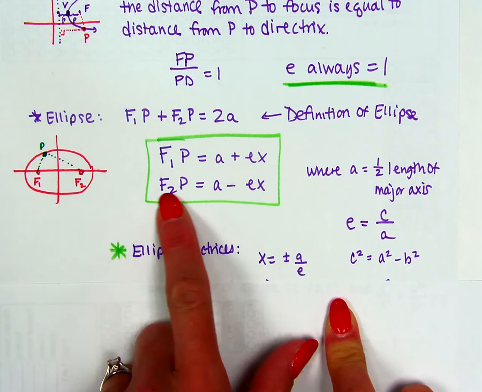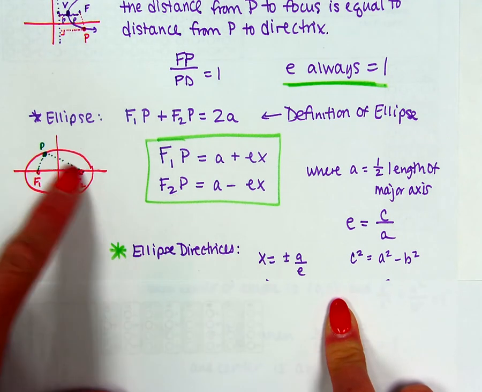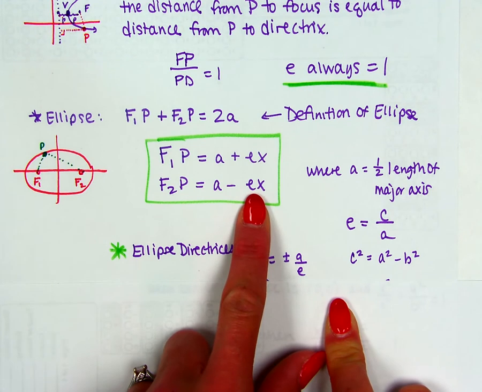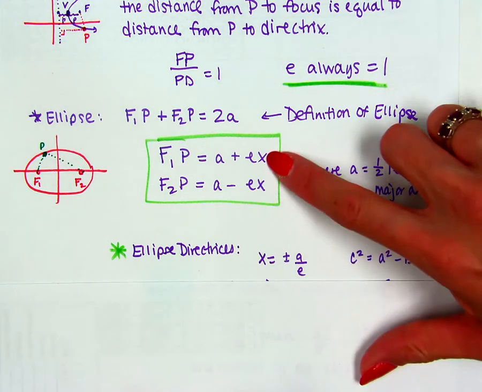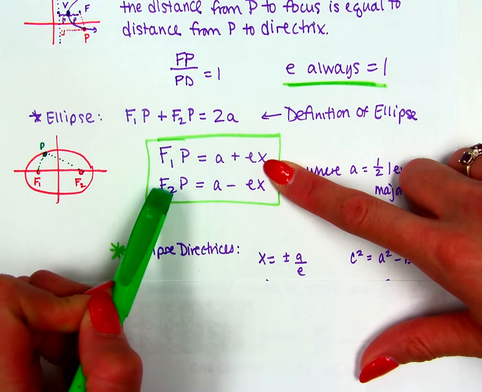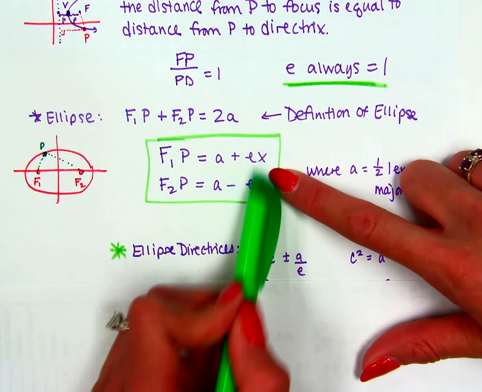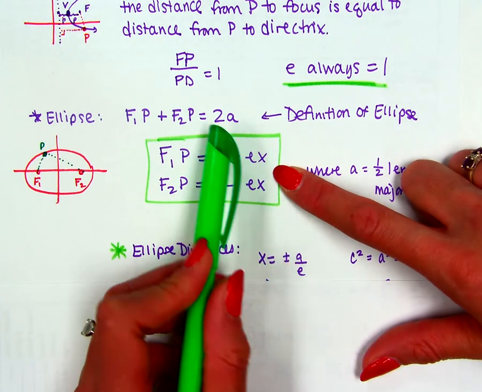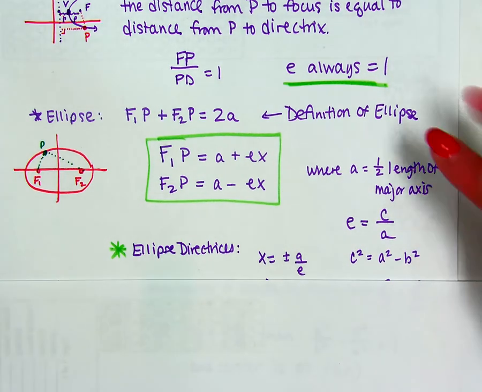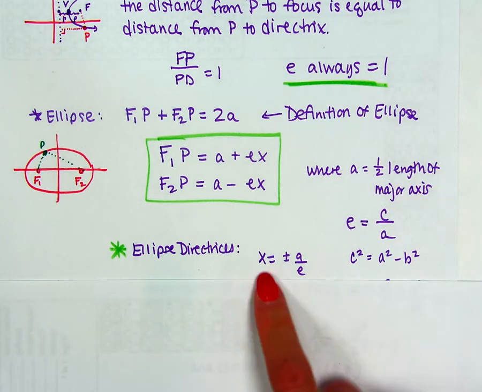All right, focus 2, the length from the second focus to the point, is going to be a minus e times x. All right, now actually, if you notice, you add these two equations together. This is the distance to the first focus, the distance to the second focus, and if you add this up, the ex parts cancel out, and that adds up to 2a. So that is related to your definition of an ellipse. All right, so these things we already know, but this is a new one.